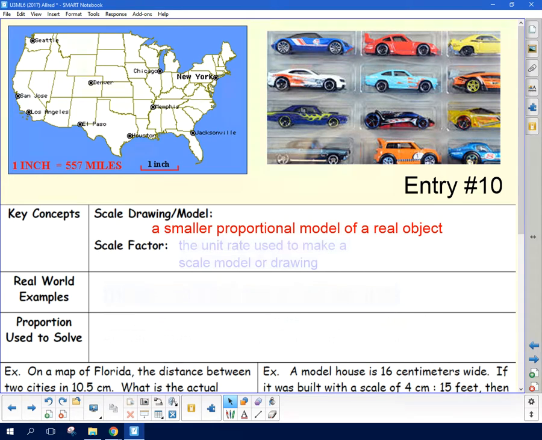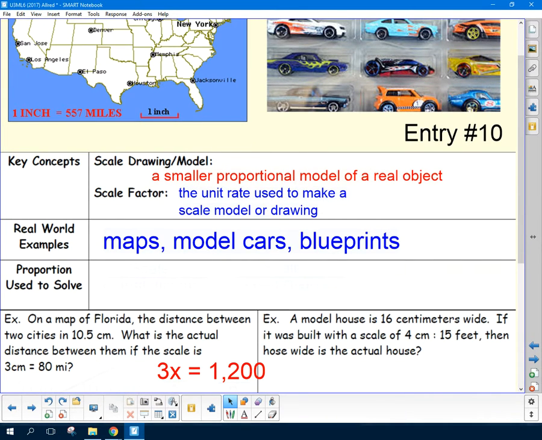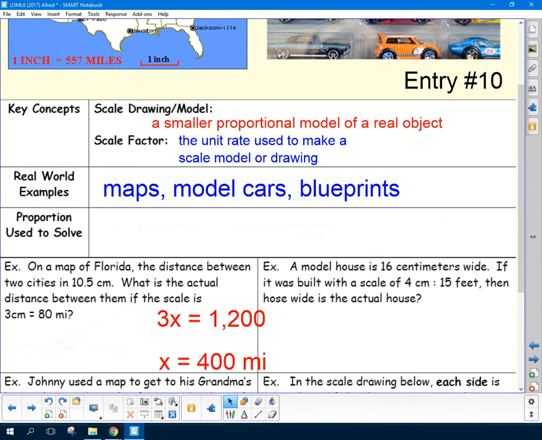When people make maps or model cars or anything like that, they have to use the scale factor. That's the unit rate that's used to make that scale model or drawing. They have to be sure that the smaller version of that real-life object looks just the same proportionally as the larger version of it does, okay? These model cars look just like their real-life counterparts, and this map looks just like the map of the United States if you zoomed out from the globe. Some real-world examples of these scale drawings and models, like I said, are maps, model cars, blueprints, even Barbie houses, which are created drawn to scale.